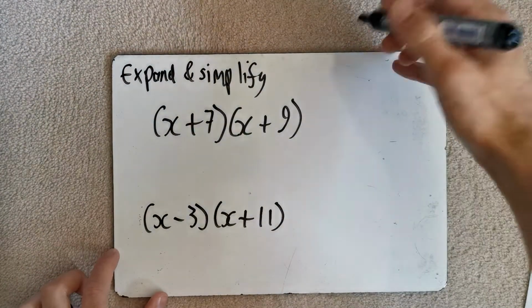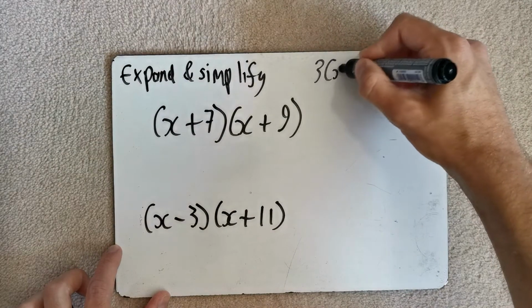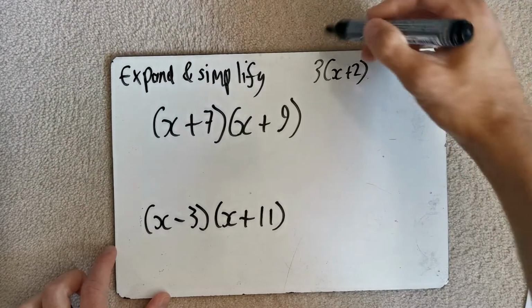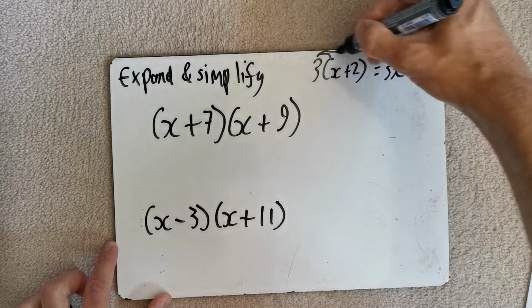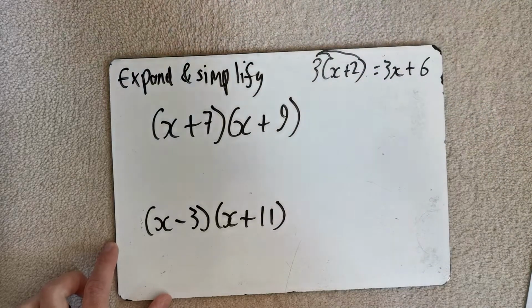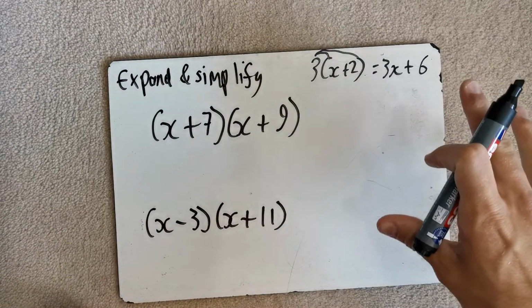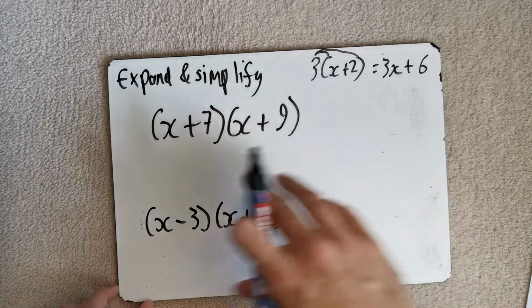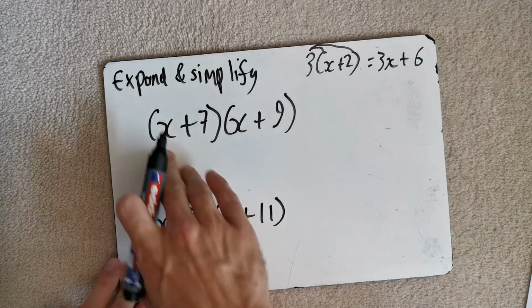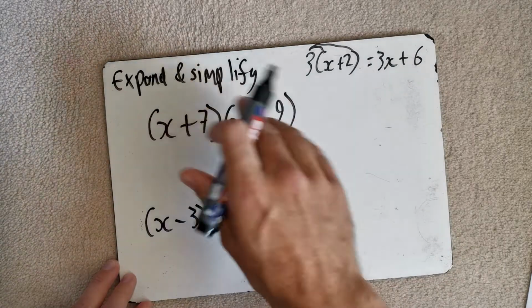Okay, now you've done things before where you've expanded single brackets. You've definitely done that, where you've done 3 times x to get 3x, and 3 times 2 to get 6, and so on. If you can do that, you can do this, except there's just an extra little step where instead of expanding by one thing, you're expanding by 2 things.